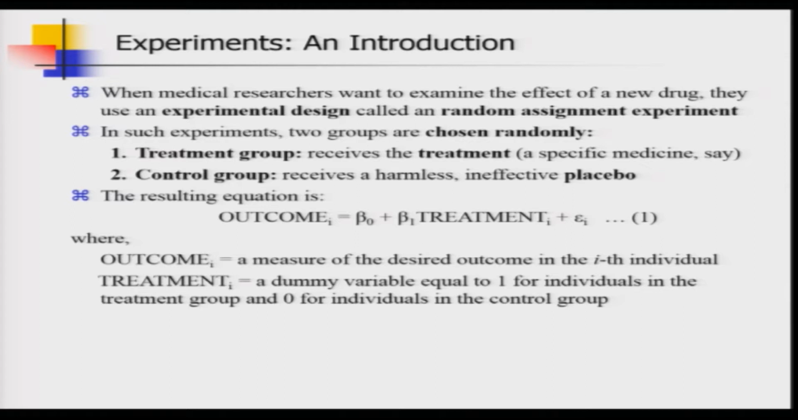Here the resulting regression equation may look like this: there is an outcome, a measure of the desired outcome from the ith individual, and then there is beta naught, the intercept, plus beta 1 times treatment. This treatment variable is a dummy variable which takes value 1 for the individuals in the treatment group and value 0 for the individuals in the control group, and of course there will be a stochastic random error term. Now, you may say that this regression is good enough and will give me the treatment effect, but unfortunately life is not that simple. We are going to talk about the complications in the next slide.